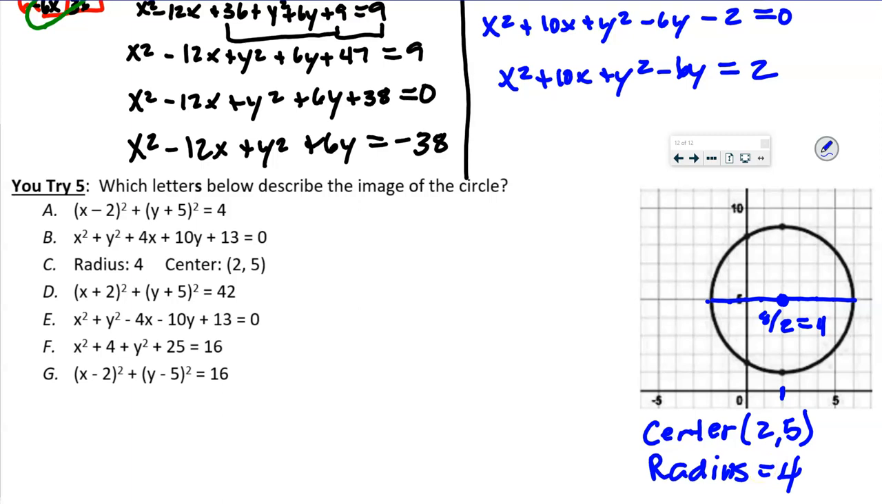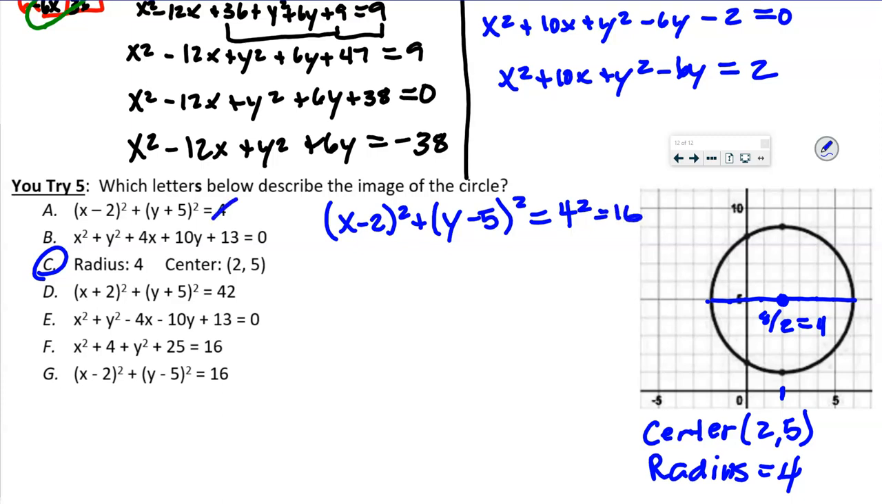So which letters below describe the image of the circle? We're going to choose all that apply, okay? There's going to be more than one here. So we know that. Now let's go ahead and see if we can make our equation of our circle based on what we have. So that's going to be x minus 2 squared plus y minus 5 squared equals 4 squared. So that would be equal to what? 16, right? Okay. So let's see if we can find some 16s over here. Not that one. Not that one. This one, it looks like G, right? So that's correct. It's minus 2, minus 5. Yes? Okay. So it's not A, it's not D.